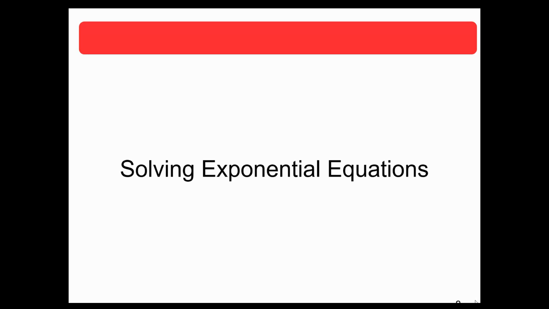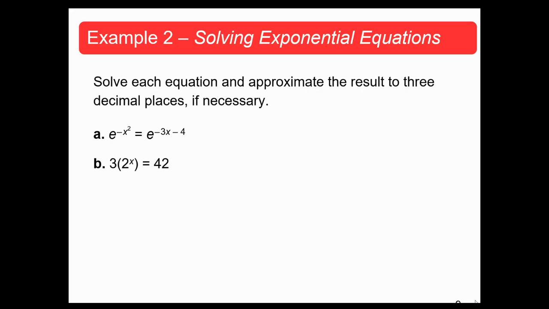So now we need to look at some more examples of solving exponential equations. Let's look at this one. We're going to solve this equation to approximate the result, and we're going to approximate it to 3 decimal places. Since both of these are a base of e, we can actually solve it by just using the one-to-one property. And so because of that, we can just get rid of the e and solve it.